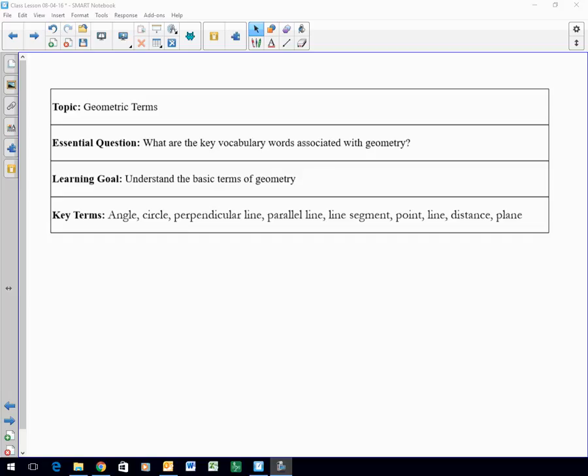Today we're talking about geometric terms. Geometric terms is our topic. My essential question for today is: what are the key vocabulary words associated with geometry? Somebody needs to be writing this down. Geometric terms, the key vocab words used in geometry. What are we trying to do? We're just trying to get an understanding of basic terms in geometry. That is our goal today.